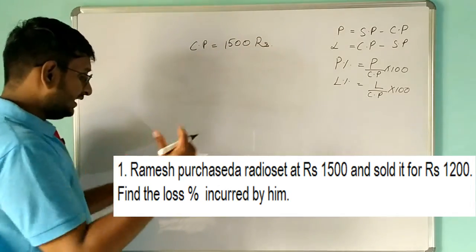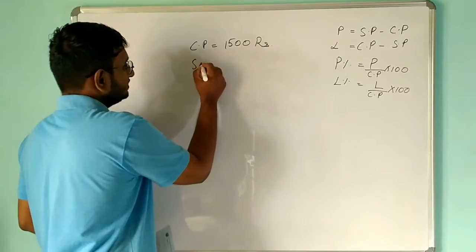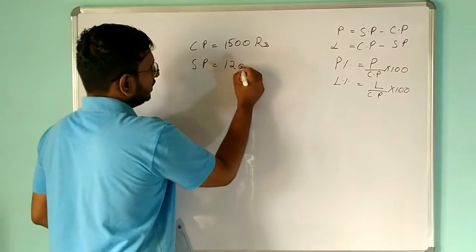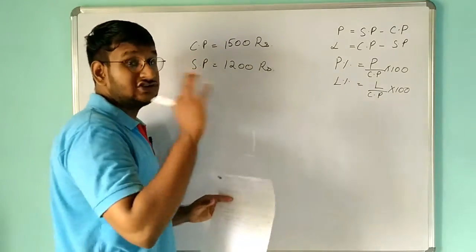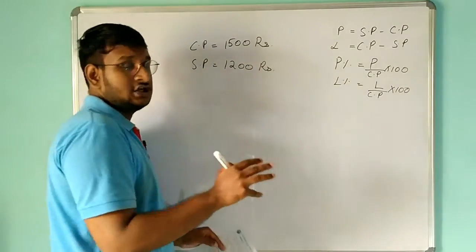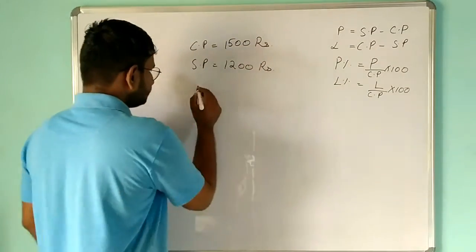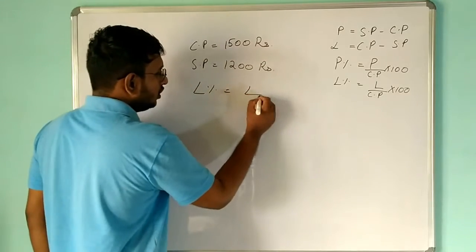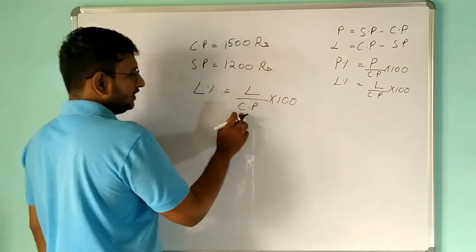Now we are selling that radio set for 1200 rupees, so the selling price will be 1200 rupees. Now they are asking us to find the loss percentage, not the loss. So what is the formula? Loss percentage is equal to loss divided by CP into 100, right? So we know the CP.